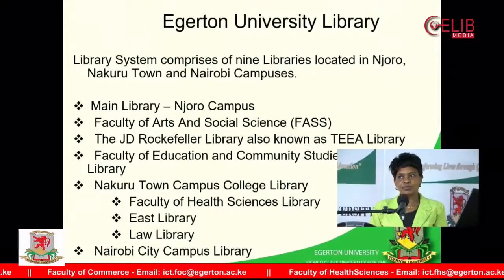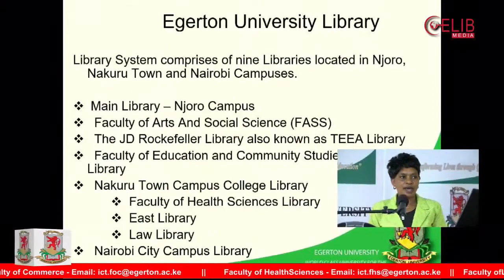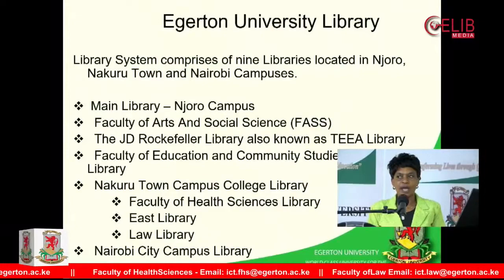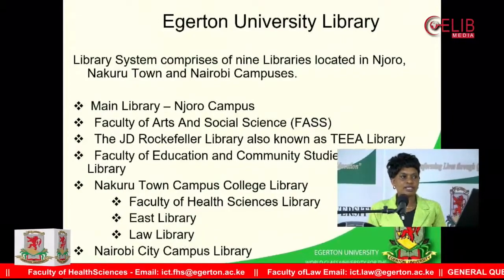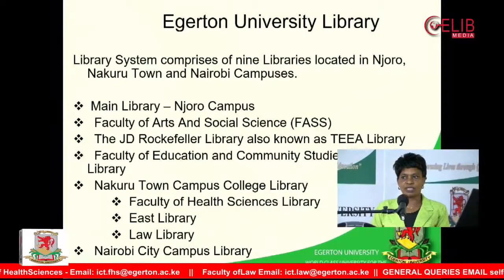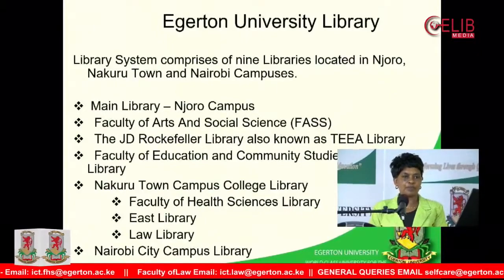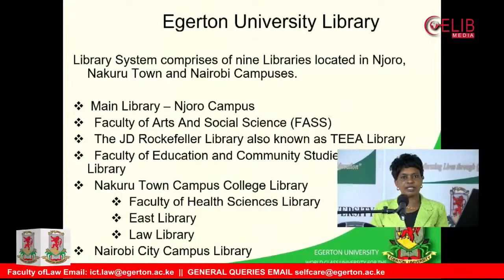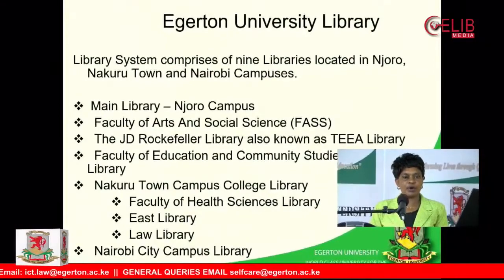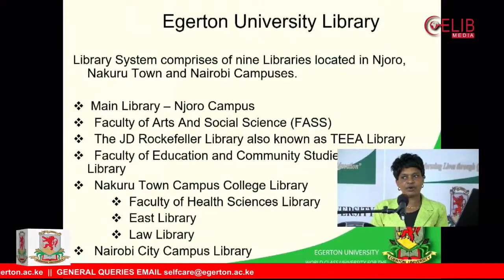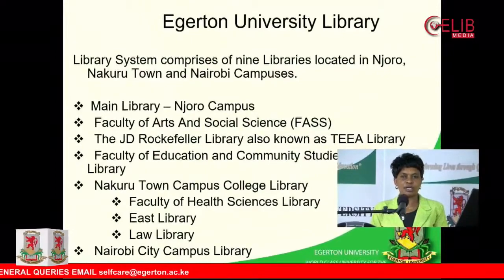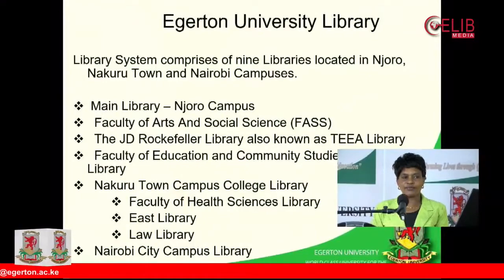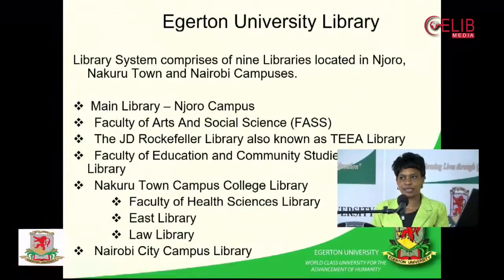Then in town campus, we also have 4 libraries. We have the main library, which we normally call Bahati Library. Then we have the Faculty of Health Sciences Library, which is opposite the Provincial General Hospital. We have the East Library, which is located where the principal's office is. And then we have the Faculty of Law Library, also in town campus. We also have a campus in Nairobi, so we also have the Nairobi City Campus Library.